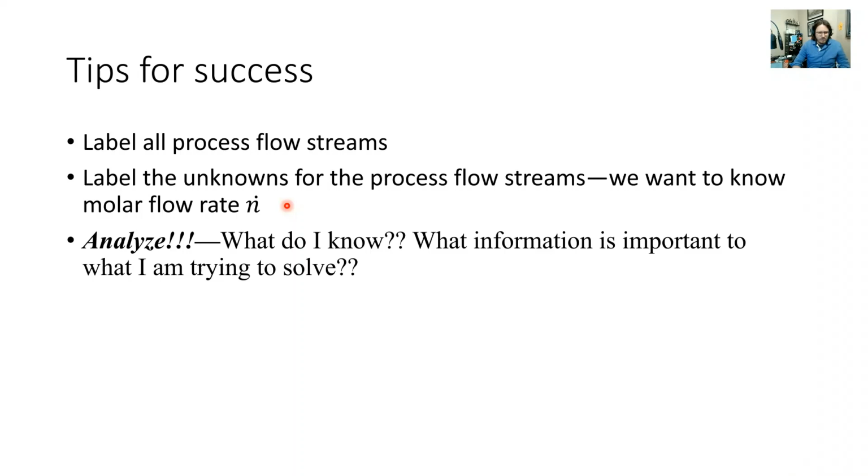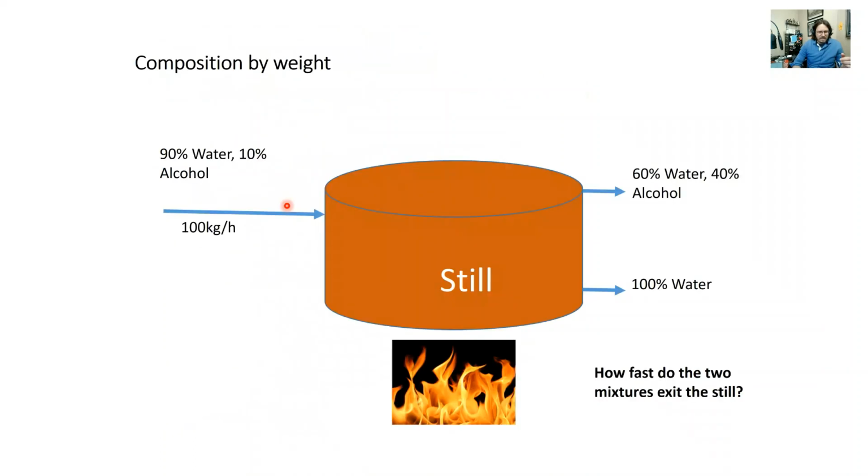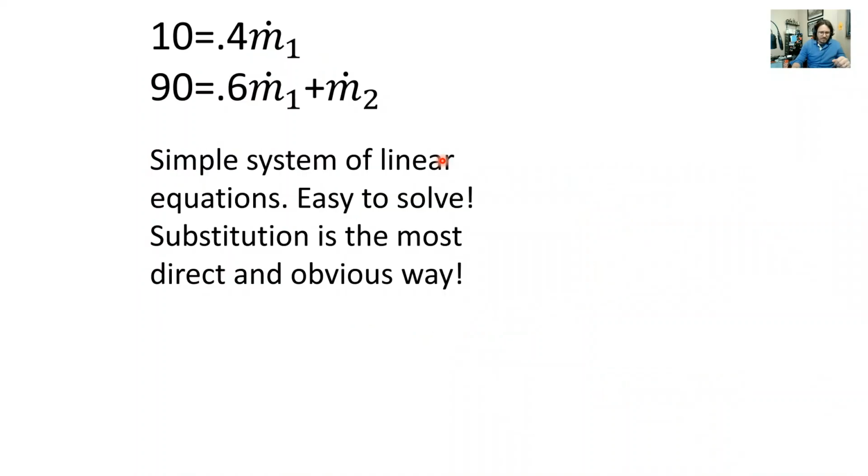You always want to analyze what you want to know, what you know, and what information is important for what you're trying to solve. So what do you know? In this one back here, we analyzed what we knew. We knew the composition of the input stream and the two output streams. It didn't really specify it here, but in the written version, we specified that the composition was given to us by mass, and we knew the incoming mass flow rate. So that was the information we knew, and we could use that information to figure out the mass flow rates of the two exit streams using very simple algebra.